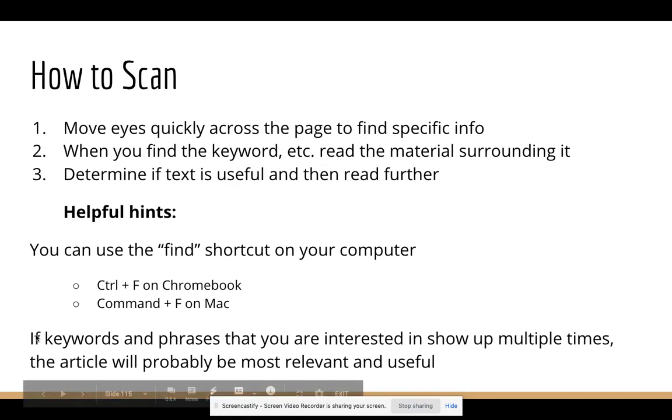Some helpful hints: the shortcuts on your computer can be really helpful for scanning. If you have a Chromebook, Control F brings up a little find searcher and you can type in keywords and it will highlight them for you throughout an article. On a Mac, you can use Command F and it serves the same function. So if keywords and phrases that you're interested in show up multiple times, logic says that the article is probably most relevant and useful. So I should stick with it.